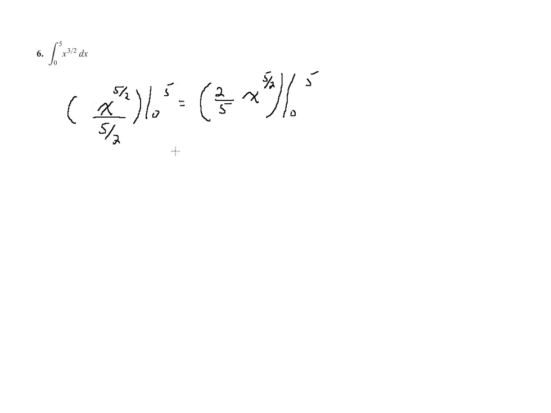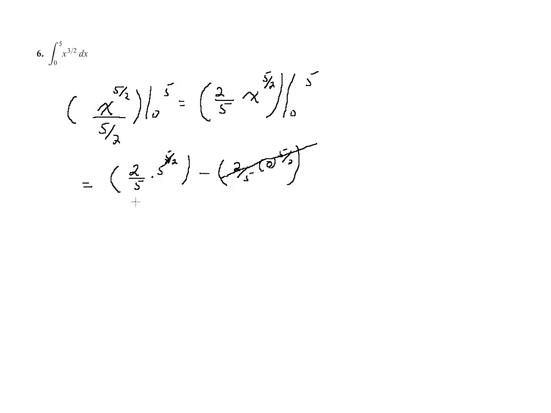And so now we're going to evaluate at 5. So we have 2 over 5 times 5 to the 5/2, minus, and eventually you'll probably stop doing this step because you'll just see the result immediately, 2/5 times 0 to the 5/2. 0 to the 5/2 is 0. So that's actually not going to matter, we just need to evaluate this.